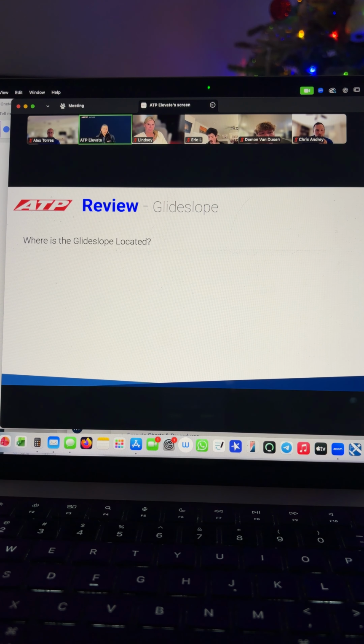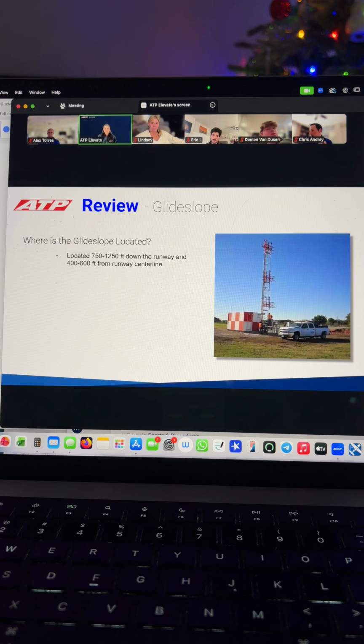All right, so where is the glide slope located? Anybody? You guys usually pass it. Approach into the runway. It's either on the left or right hand side. Very good. Yeah. So it's usually 750 to 1250 down the runway.